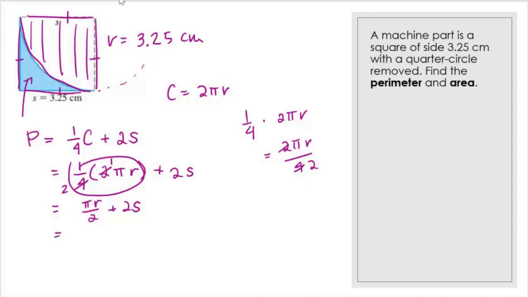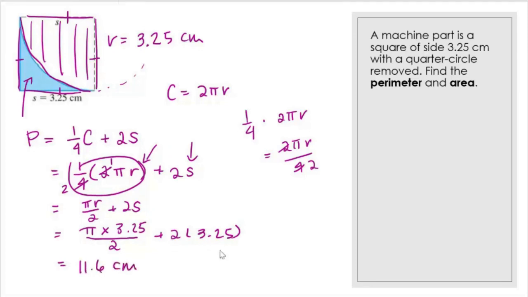You don't need to do that. You can just start filling in the variables here. You can fill in the value for r and the value for s, but this tidies it up and will make our calculation a little bit faster. So we've got pi times r. R is the same value as s, 3.25 centimeters. We just labeled it as r to make it easy to understand that we were talking about the radius. And so 2 times s gives us 2 times 3.25. Throw all of that into your calculator and you get 11.6 centimeters.